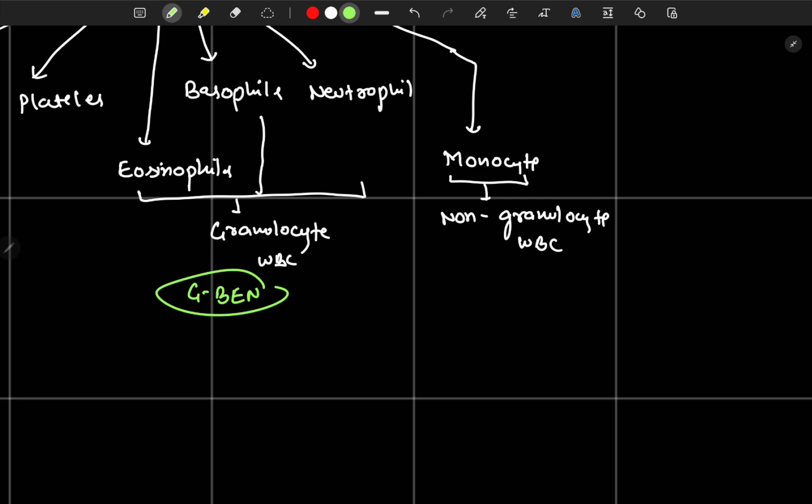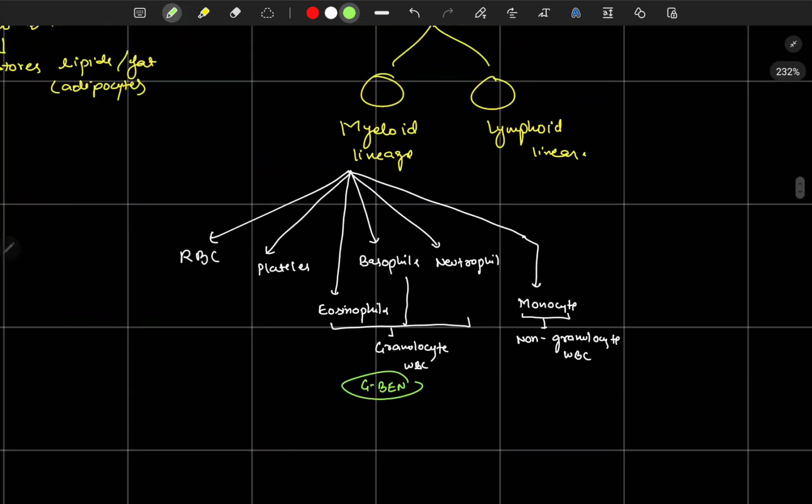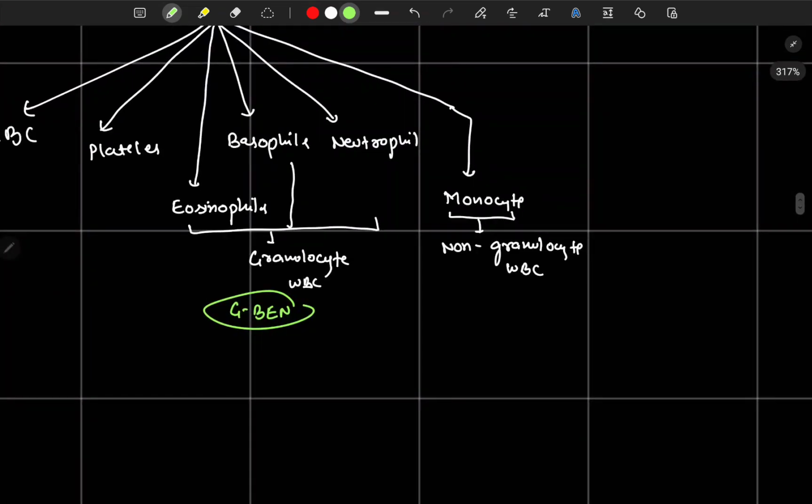So with that you can remember it as G-Ben 10. Okay, so G means granulocyte, B means basophil, E means eosinophil and N means neutrophils. These are the group which is formed by the myeloid series, and it is a part of WBCs.